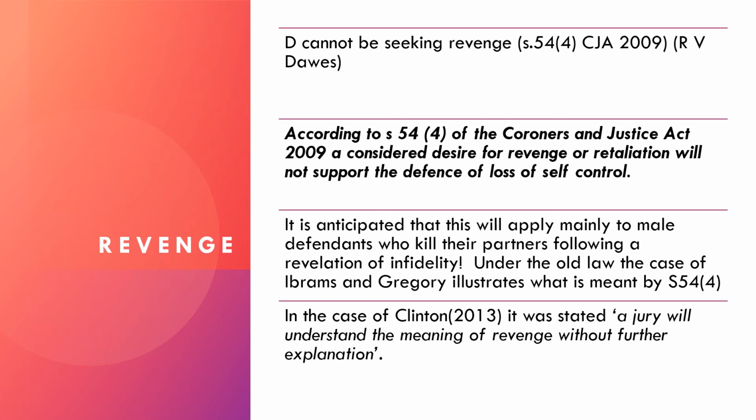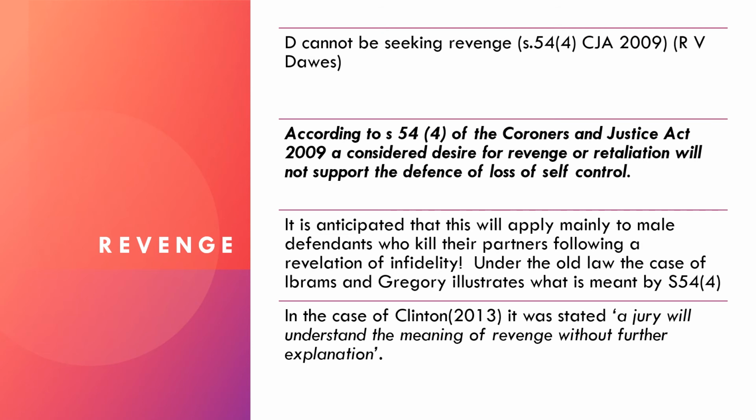If you look to the case of Dawes, as we discussed earlier, seeking revenge will not support the defence. And what section 54(4) tells us is a considered desire for revenge or retaliation will not support the defence of loss of control. Now it's important to note that a reaction or retaliation immediately is not necessarily considered desire. What you're looking for there is an element of planning of revenge, or a period of time in which maybe they could stop what they're doing.